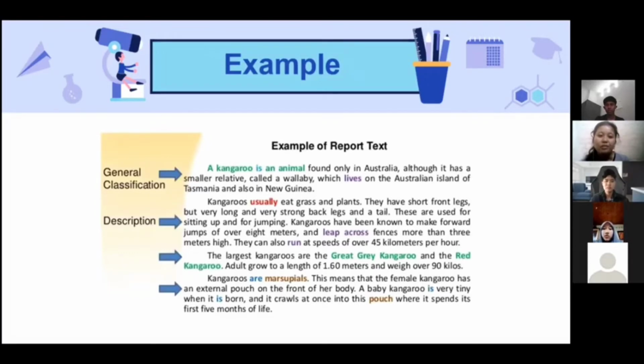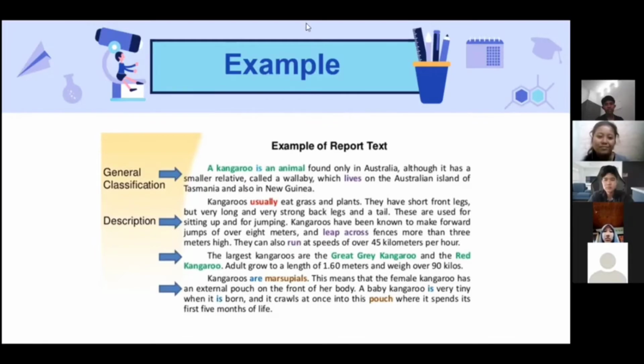Next slide. I will be telling you about an example of report text. You can read this example for 5 minutes. All right, it's already 5 minutes. Have you already read the text?